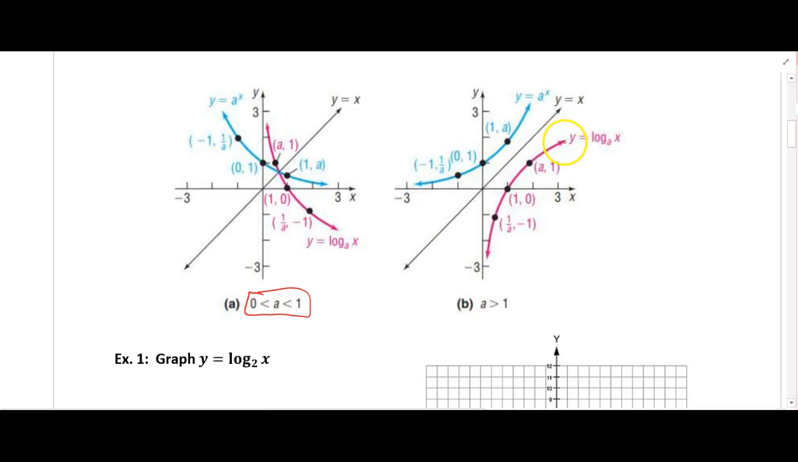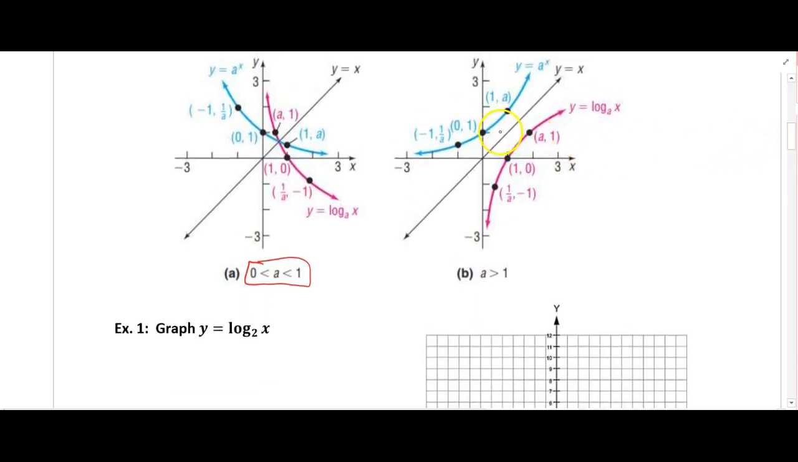And if you take the inverse, or flip all the ordered pairs and graph them, you would get the logarithmic function. So some people would even graph the exponential function and just find the inverse by flipping the x and y coordinates of the ordered pairs in the exponential graph.